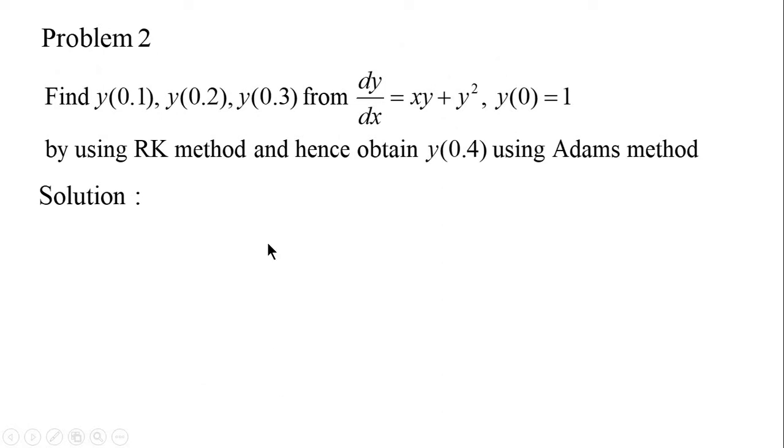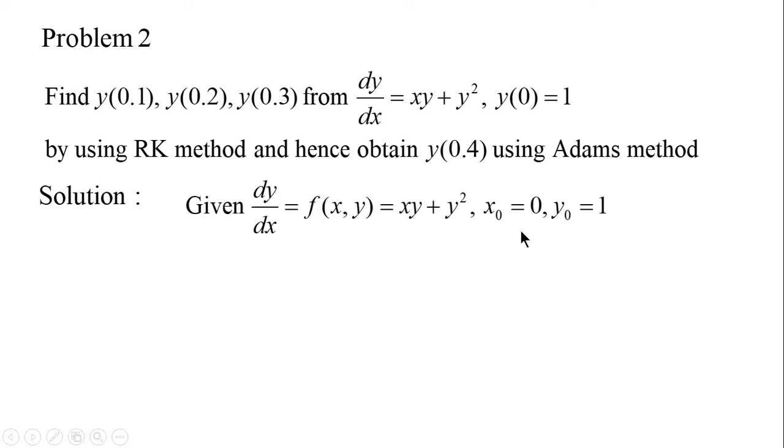Problem 2. Find the value of y at point 1, y at point 2, y at point 3 from the initial value problem by using Runge-Kutta method, and hence obtain y at point 4 using Adams method. Here you can see the first 4 continuous values are not given, only the initial condition is given. So we will compute all these values using Runge-Kutta method.